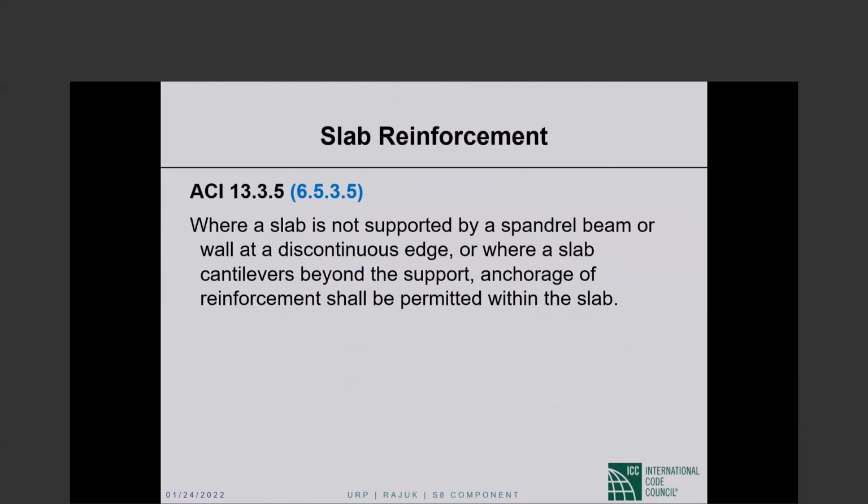Where a slab is not supported by a spandrel beam or wall at a discontinuous edge, it is not supported by a beam or wall, so how do you anchor the reinforcement? Or where a slab cantilevers beyond the support. Now, anchorage of the reinforcement shall be permitted within the slab. So you will hook it inside the slab, or go for headed bars or mechanical anchorage, whatever. You have to anchor it within the slab.